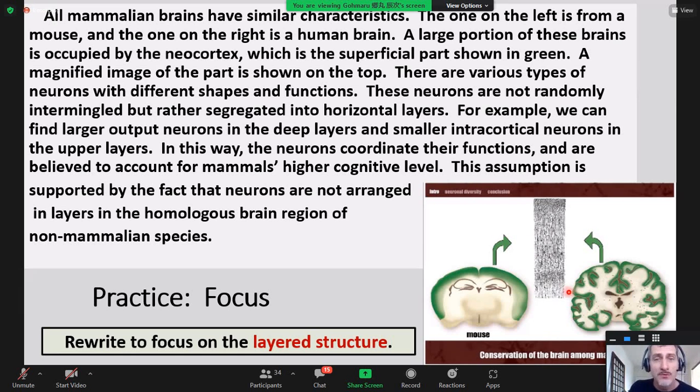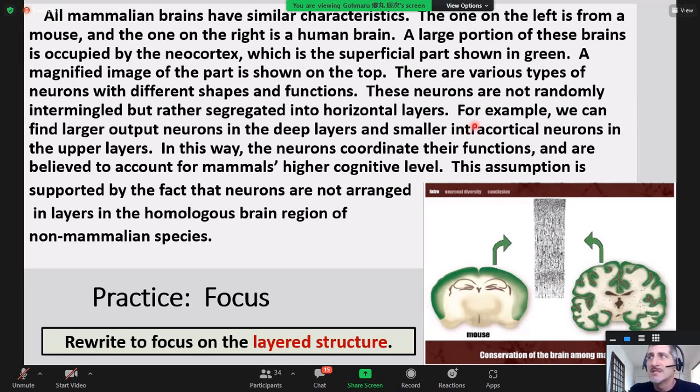So the word finally appears here, looking in the magnified image. There are... what is there? What's the important position there? And the answer is various types of neurons. Okay, so neuron is in the strong position here. Next sentence. These neurons are not randomly... So the sentence is describing neurons. They are the subject and they are in the strongest position.